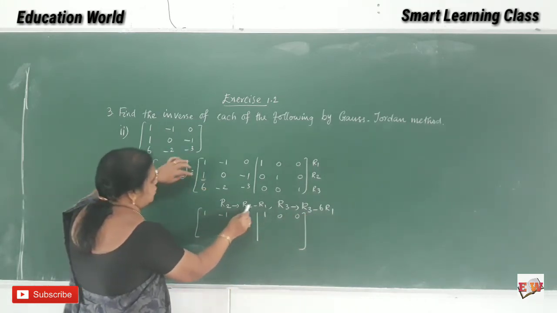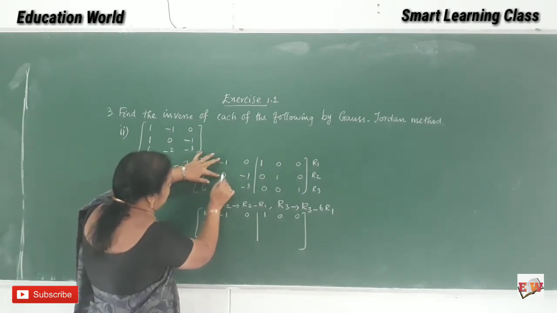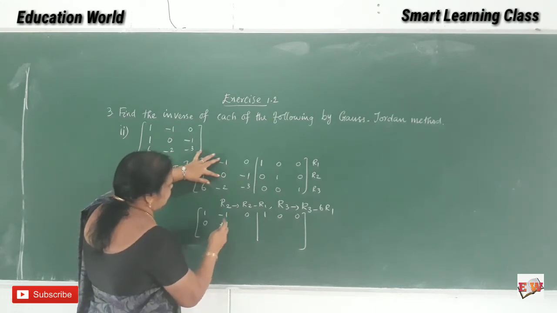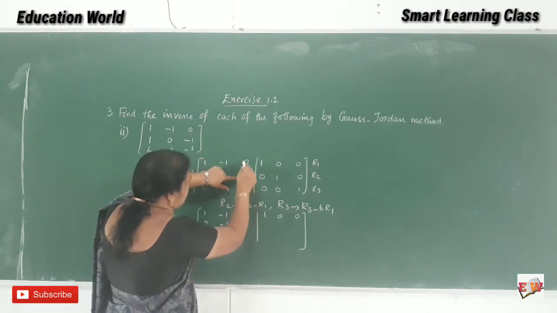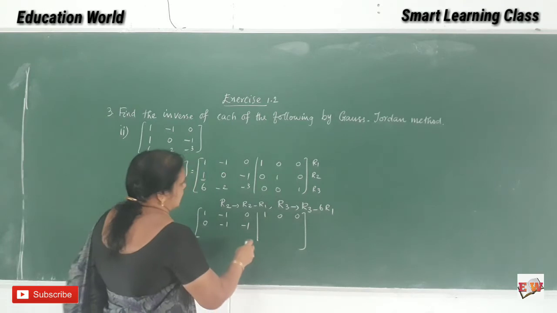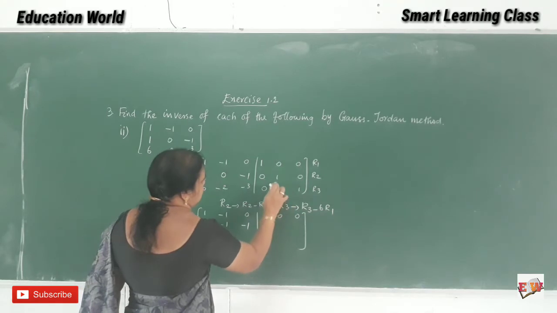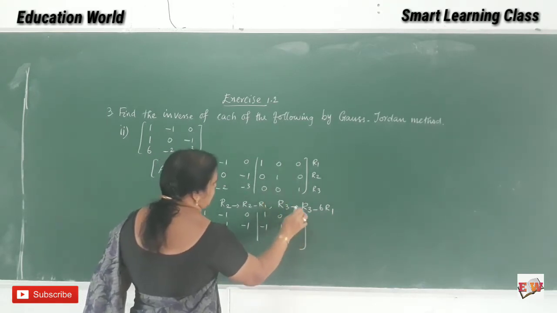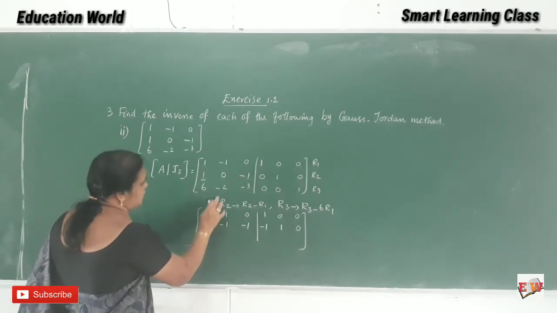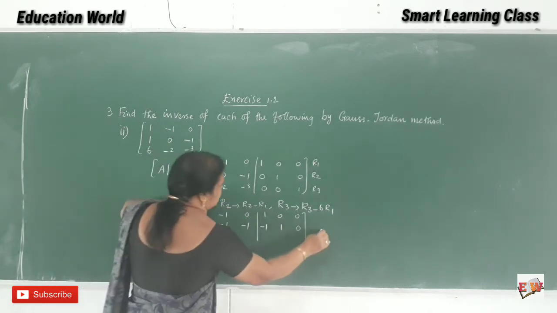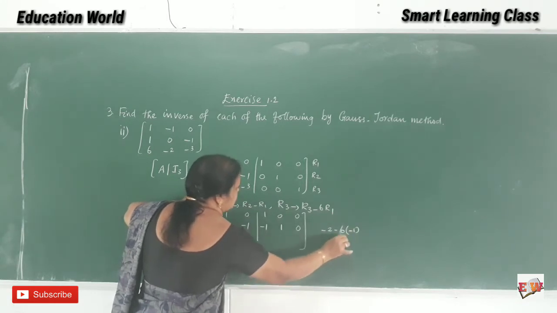Second row, R2 minus R1. R2 1 minus R1 1 is 0. Then 0 minus 1 is minus 1, and minus 1 minus 0 is minus 1. Then 1 and 0. Next step, R3. Come to R3. R3 minus 6 R1: 0, then minus 2 minus 6 times minus 1, minus 2 plus 6, 4.